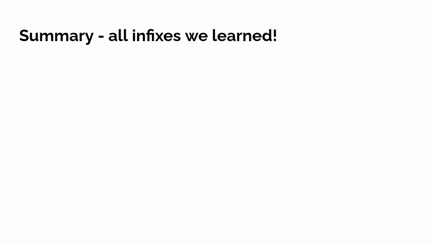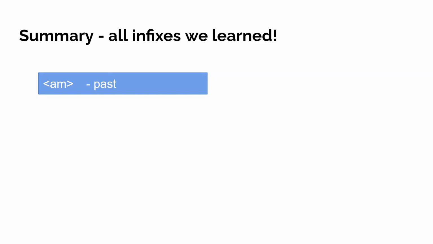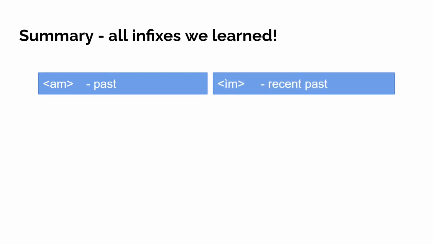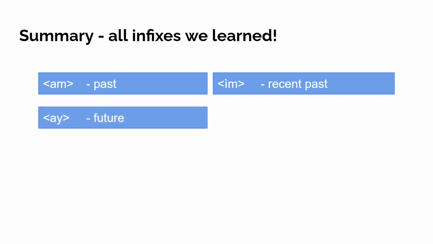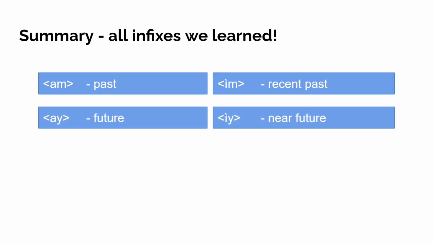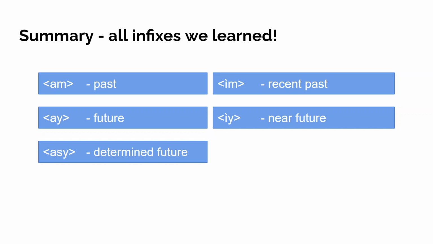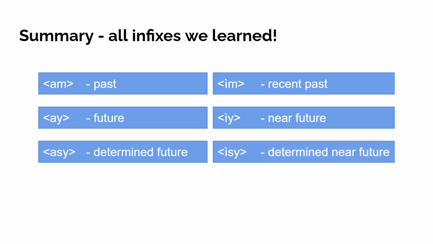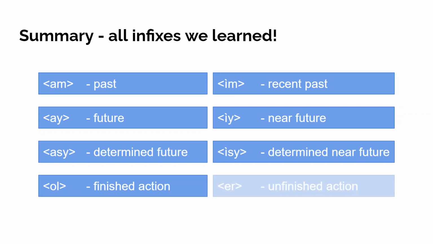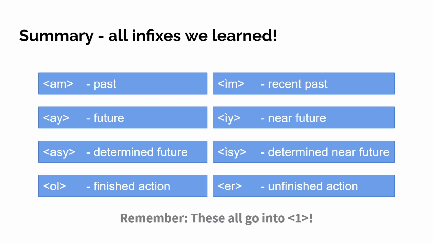Let's look at this very small summary. Let's review all the infixes we learned. First we had am. Am is just the general past. And we had im, which is the recent past. Then we have i, which is the general future. And we have ir, which is the near future. Together with these, we also had asir, determined future, I'm determined to do this. And isir, determined near future. I'm determined I will soon do this. I'm determined I will soon work on this video. We had ol as the finished action and er as the unfinished action. And, very important, remember all these are position 1 infixes. So they go into position 1.